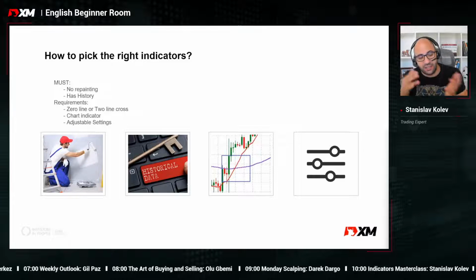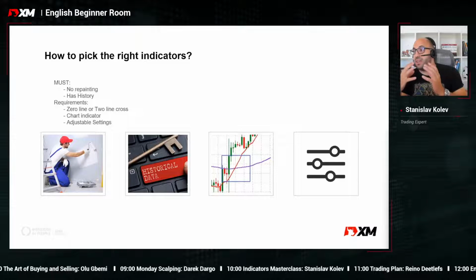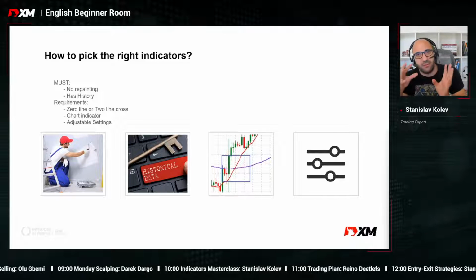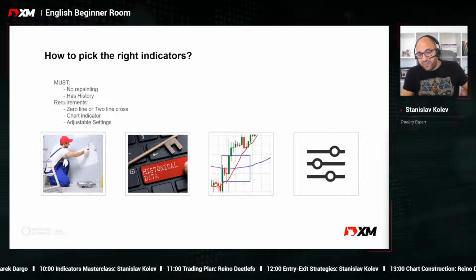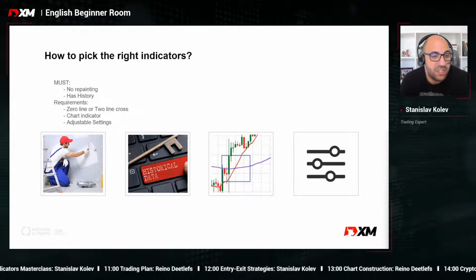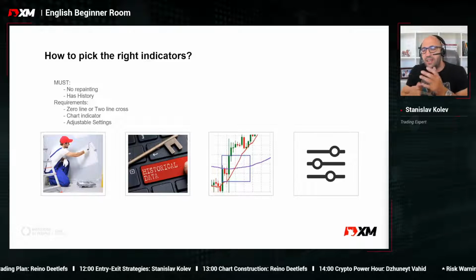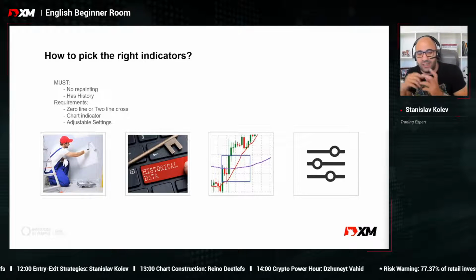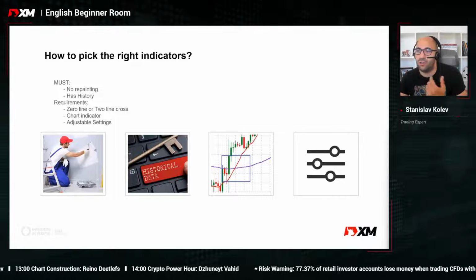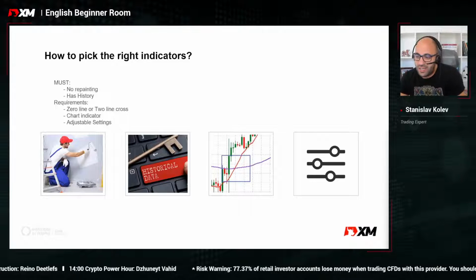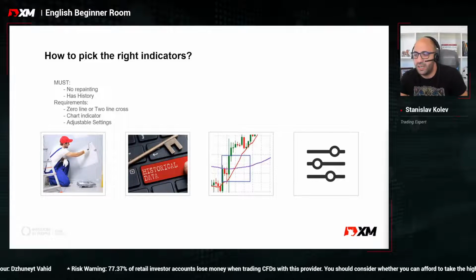The current one is a chart indicator, and also adjustable settings. It's very important to me, and you're going to see why it is so important today. With the adjustable settings, you will be able to adapt it to your trading style, to make it a little bit faster or slower, in combination with other indicators as well, to tweak it according to the need and desire your trading system has on this particular indicator.